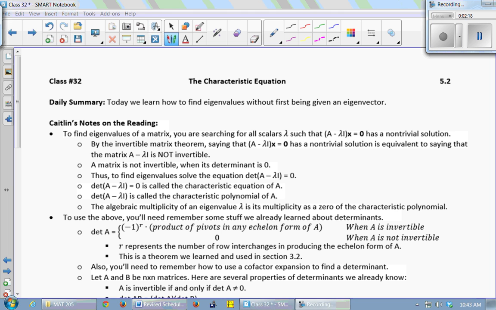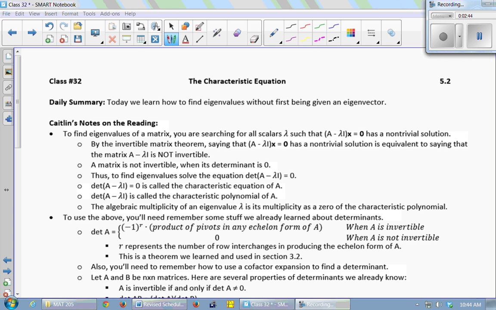All right, so today we're going to talk about how to find eigenvalues without first being given an eigenvector. So last class we could check, is this vector an eigenvector? Is this value an eigenvalue? And if you determined that something was an eigenvector or an eigenvalue, then you could find the associated value or vector that goes with it. But today we're going to find eigenvalues without knowing an eigenvector first.